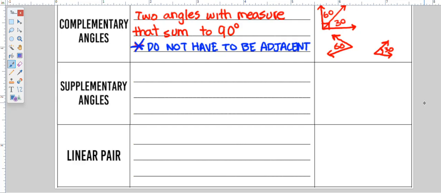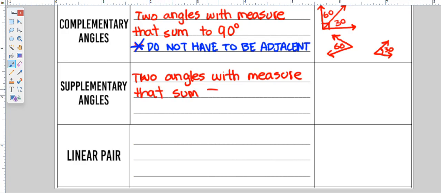Supplementary angles, like complementary angles, they are two angles with measures that sum, but they sum up to 180, okay? Two angles with measures that sum to 180. So just get that in really quick. Okay, and these also do not have to be adjacent.